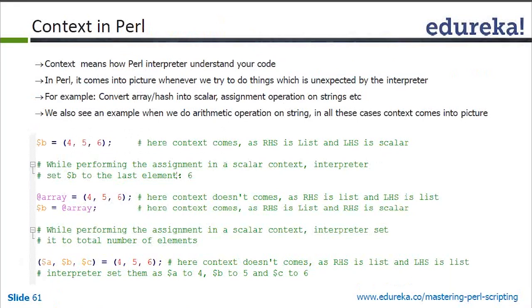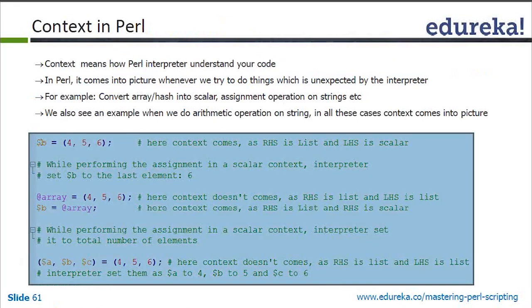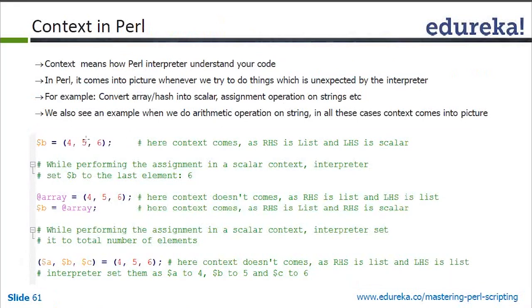Now if you want to compare $b or do anything with it, it will only take the value 6, because $b is a scalar. It can store only one value, either 4, 5 or 6 or any single value. If you try to put 3 values, it will keep the last value you put in $b, and then any operation on $b will refer to 6. While performing assignment in scalar context, the interpreter sets $b to the last item, 6. We have already covered that.